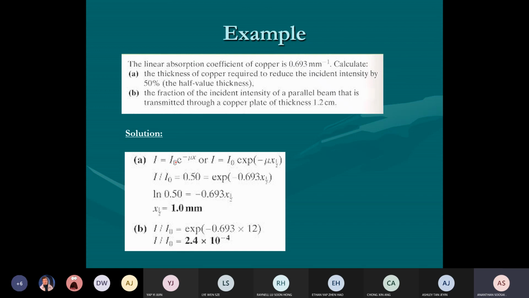Same. So I equals I naught e to the negative mu x. Of course, I becomes I naught over 2, so I over I naught is 0.5. Make sure the 0.693 was in terms of per millimeter. So when you find the x, it will also be in terms of millimeter. So for copper, the half thickness is found to be 1 millimeter.